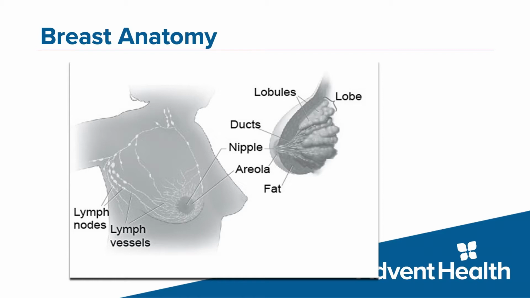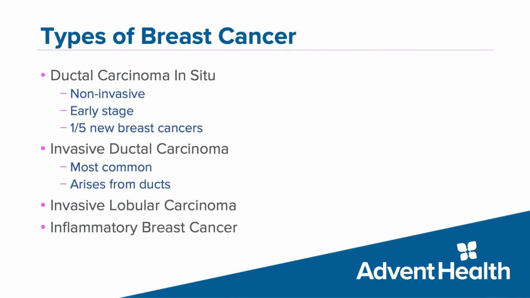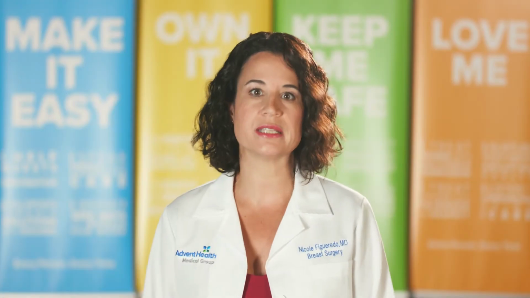The breast is made up of lobules, which produce milk when women are breastfeeding, and ducts, which carry the milk to the nipples and drain through the nipple. We also have lymph nodes that are found under the axilla or underarm and along the sternum, which drain the breast. Breast cancer can really develop in any part of the breast, but most commonly will involve the lobules or the ducts. There are 4 main types of breast cancer: ductal carcinoma in situ, invasive ductal carcinoma, invasive lobular carcinoma, and inflammatory breast cancer.